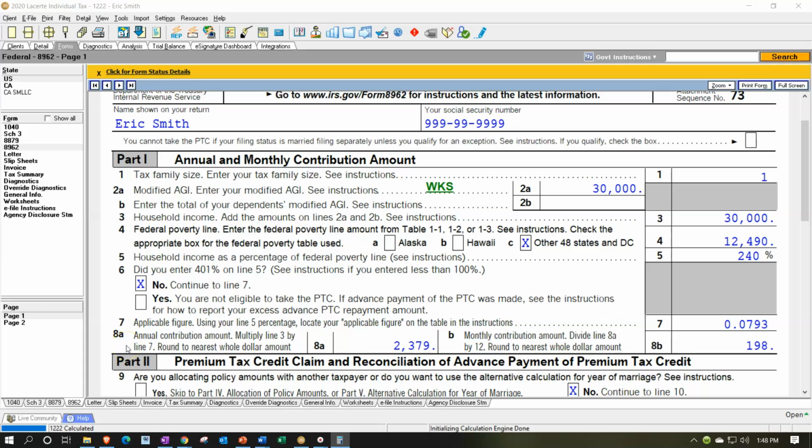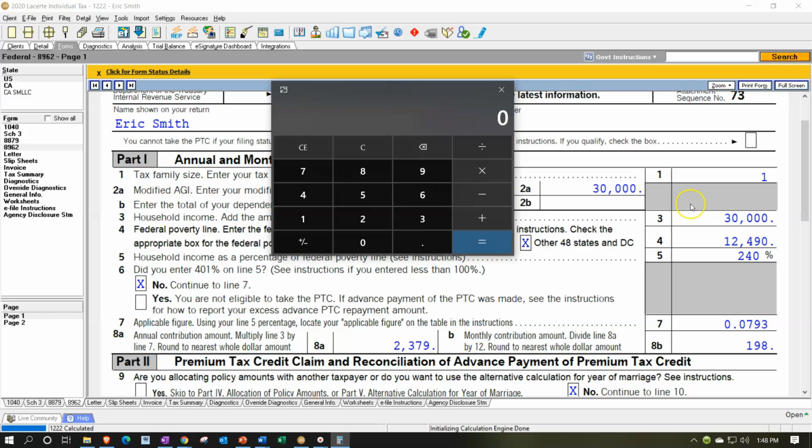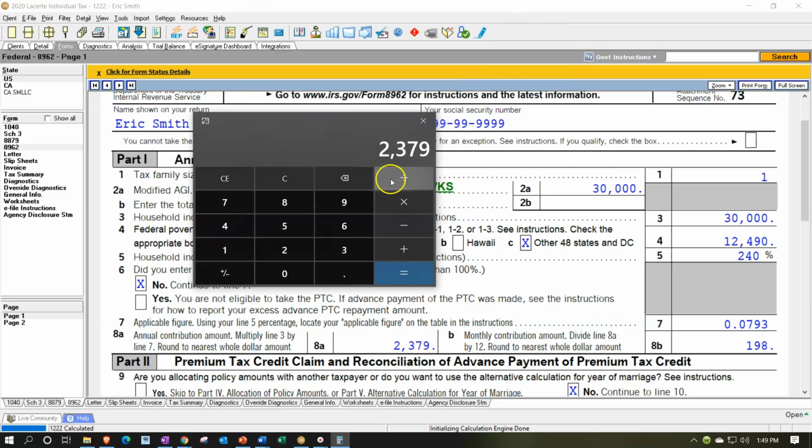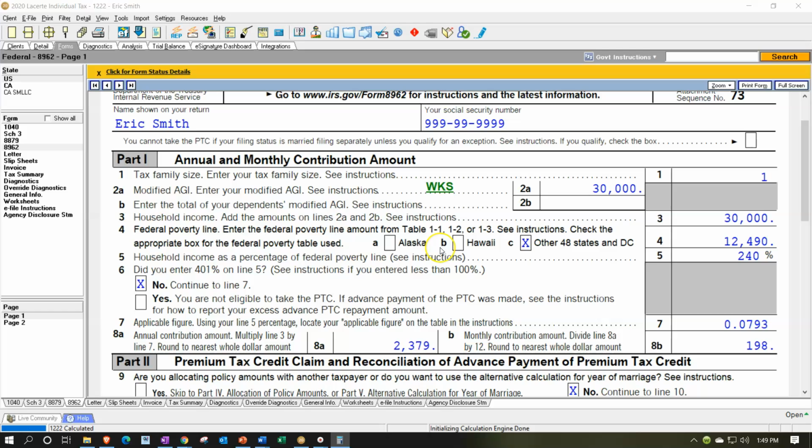Then line 8A says the annual contribution amount, where we multiply line three times line seven. Line three, now being the 30,000, times line seven, 0.0793, is going to be the 2379. And then 8B says monthly contribution amount, divide line 8A by 12. So we take that annual amount and divide it by 12, and that's how they're getting this 198 for the monthly amount.